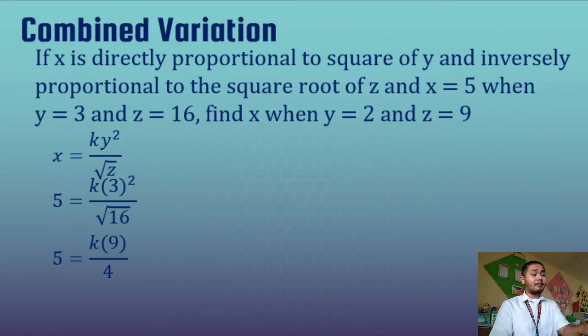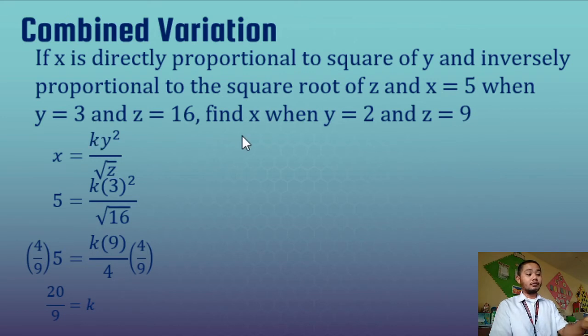For us to identify the value of k, we multiply it by 4 over 9, or yung multiplicative inverse ng 9 over 4. So multiply both sides by 4 over 9. So k now will be equal to 20 over 9. So same process, yung k dito, palitan ng 20 over 9. Ayan siya.